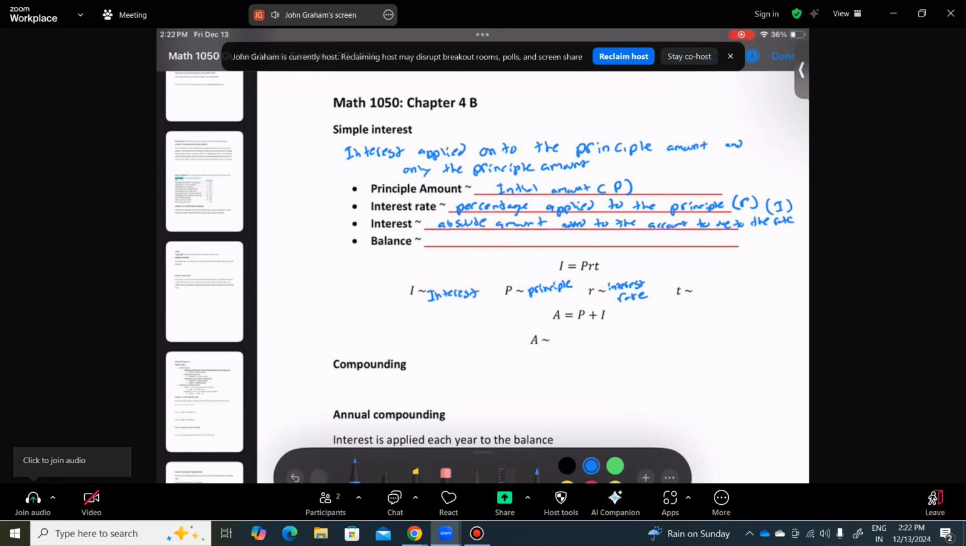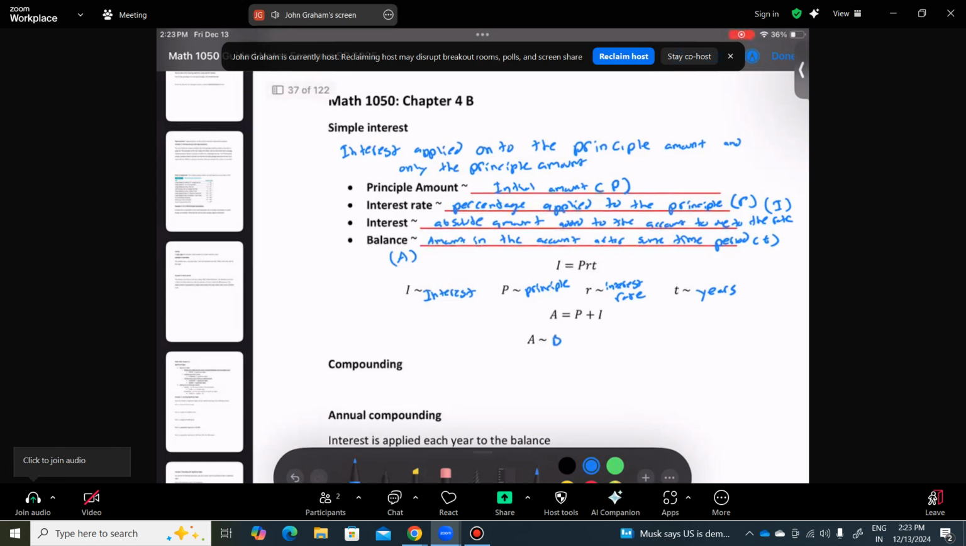And then your balance. This is the amount in the account after some time period, which time period is T. We'll have this in years. And the amount itself we'll call A. This is your balance. And so A is equal to your principal amount plus any interest added to it.